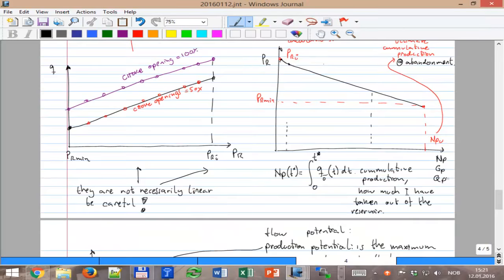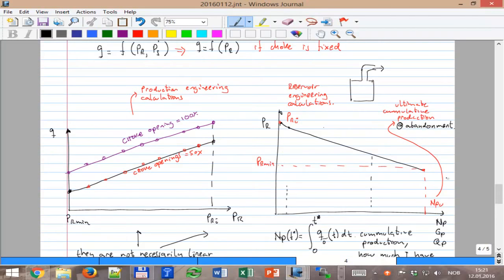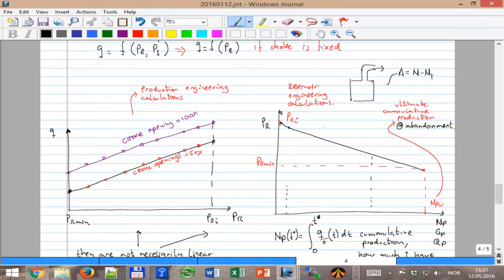I could also create another variable, let's call it A, okay? A is equal to N minus NP, or Q minus QP. The pressure in the reservoir depends on how much material I have in the reservoir. This number is constant, what I have there in place. So the two numbers that I use are this, what is left in the reservoir, and this, what I have taken out.